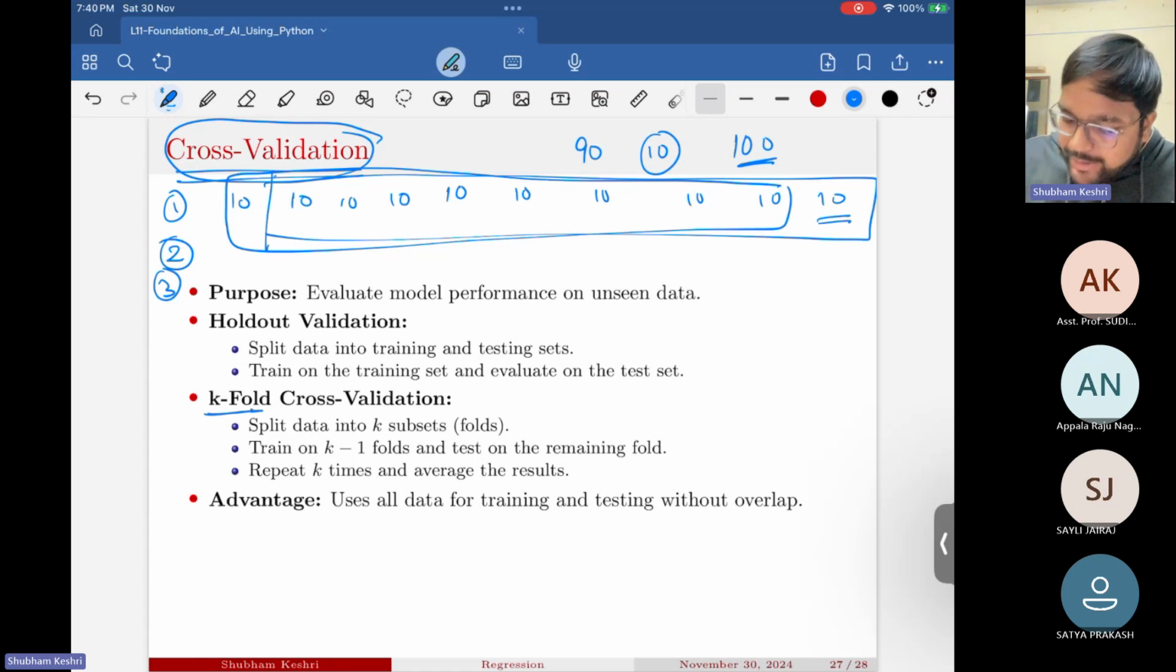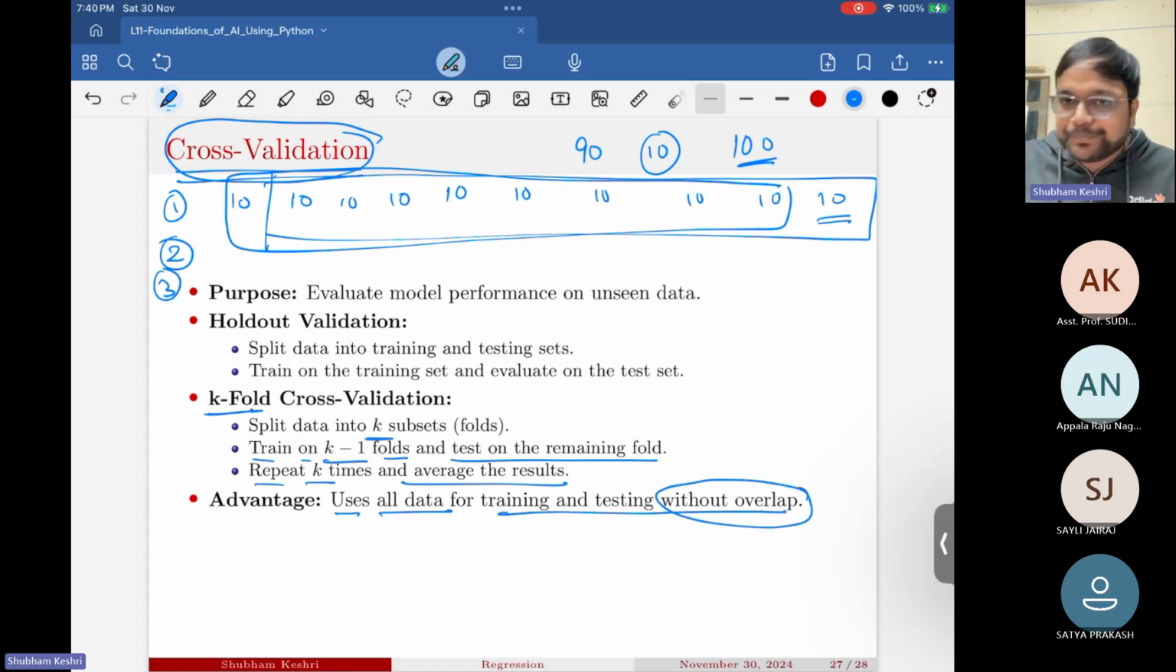So k-fold cross validation is you split the data into k subsets, train on k minus 1 folds and test on the remaining fold, repeat k times and average out the result. The advantage is it uses all the data for training and testing without overlap. And this will help in reducing overfitting as well, because you are using the whole data. Instead of leaving out some of the data, you are using the whole data for training as well as for testing. So the idea is to hold out some of the data, but test on that data as well in the next iteration. So this is what cross validation is.